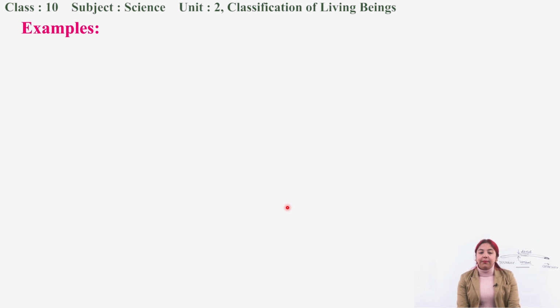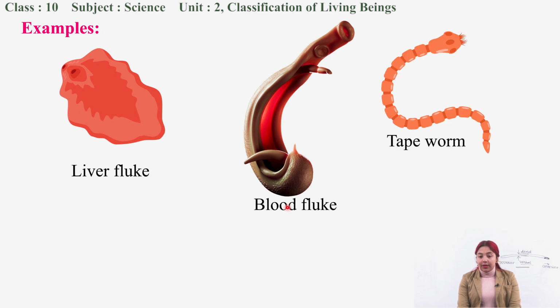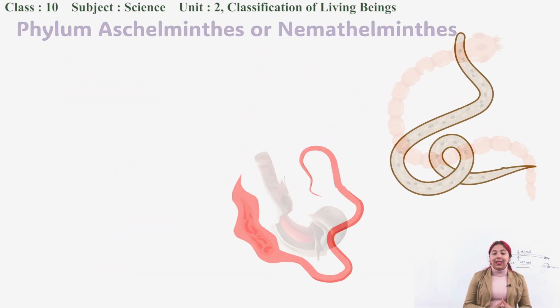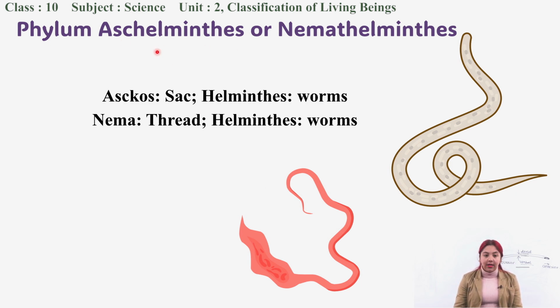Now, the examples of Platyhelminthes are the liver fluke, blood fluke, tapeworm, planarian, etc. Now, let us study another phylum, the Aschelminthes or Nemathelminthes. The word Aschelminthes comes from two words, ascos and helminthes. Ascos means sac and helminthes means worm.